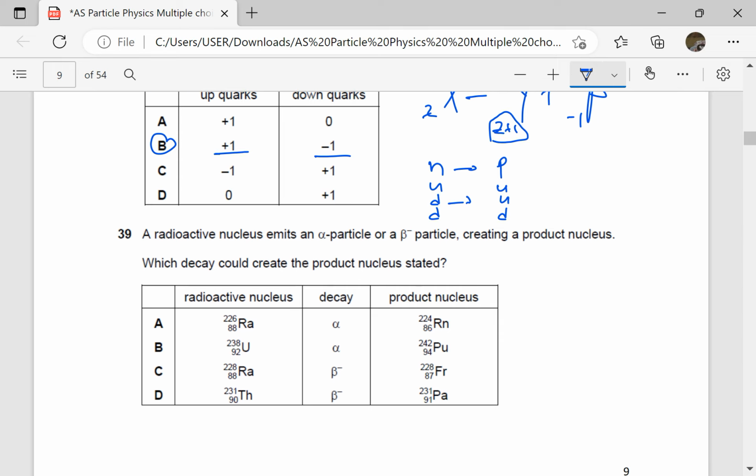A radioactive nucleus emits an alpha particle or a beta minus particle, creating a product nucleus. Which decay could create the product nucleus stated? So let's check. The first one is showing alpha decay. The nucleon number is reduced by 4. The proton number has reduced by 2. Okay.